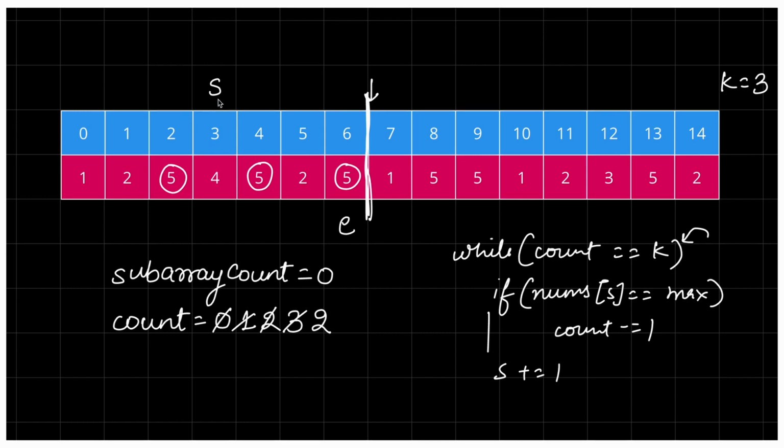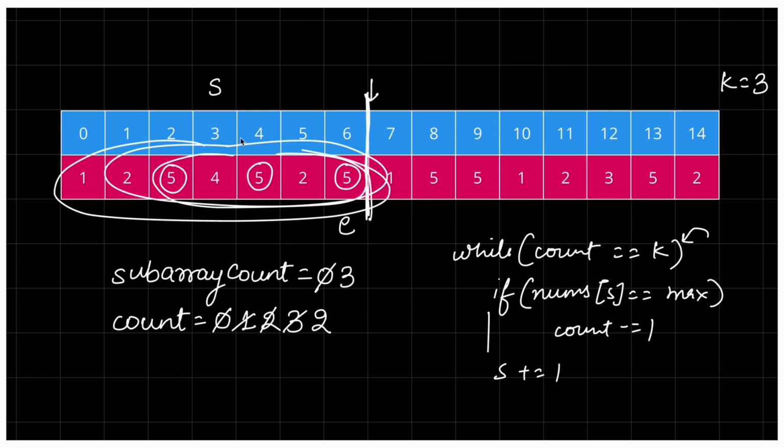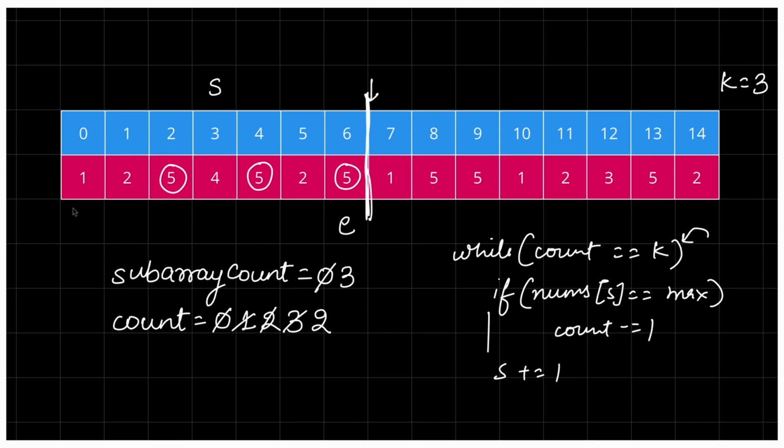At this point you will stop, and whatever S value is there, you add this particular start to your subarray count, which is 3. You can see that this is one subarray, this is another subarray, and this is the third subarray which we have calculated. So this is why the count is coming out to be 3 over here. Great. Now as soon as you are done with this step, I will increment my end to the next element.